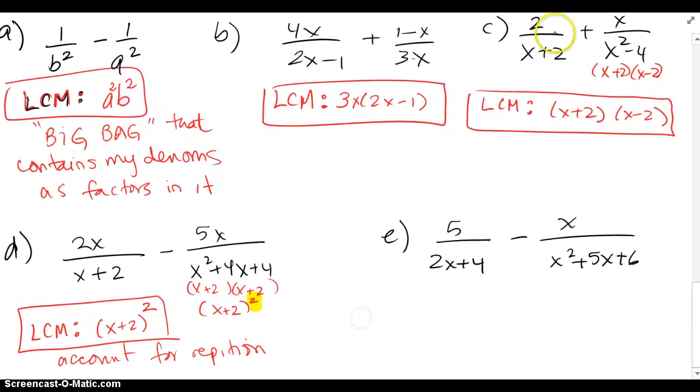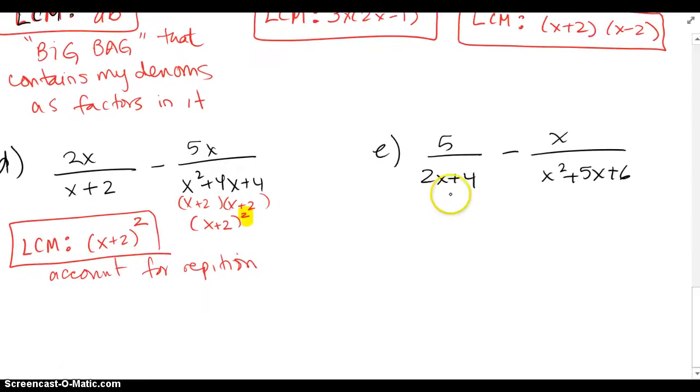Notice in part C, I only picked x plus 2 once because it had a power of 1 under one of the denominators. The reason I picked this twice is because the power is 2 under only that one individual denominator, so I have to account for it twice.